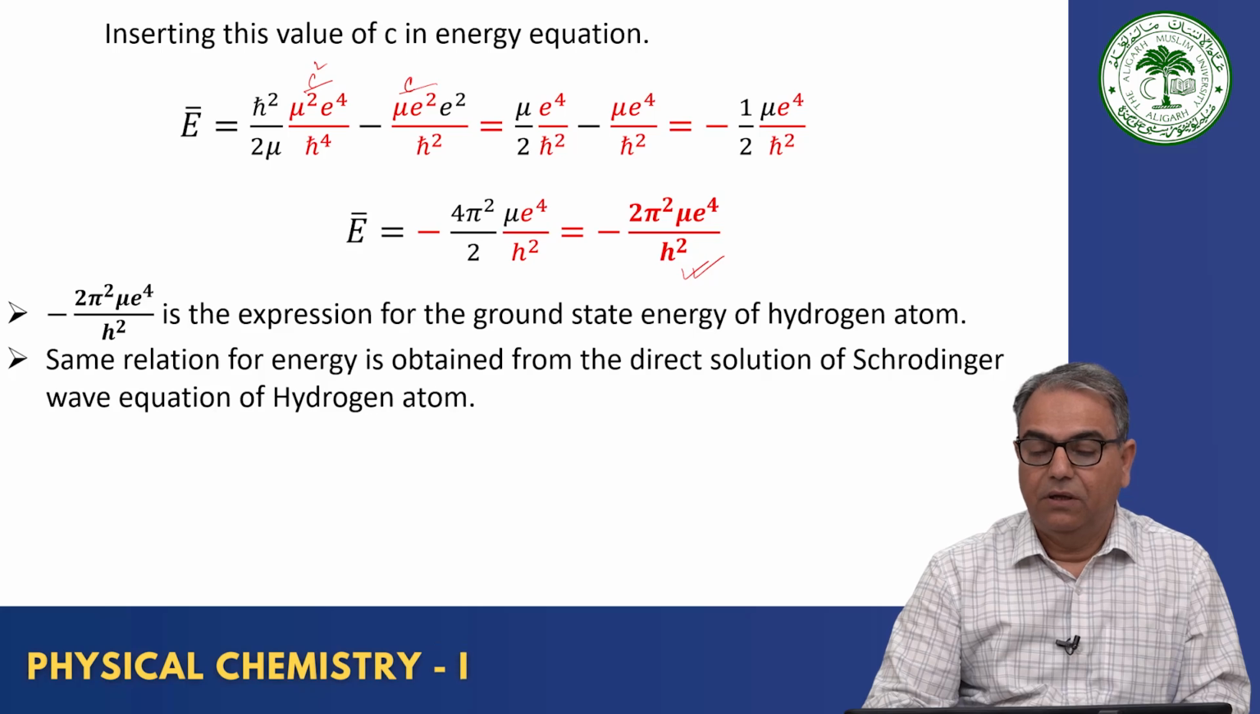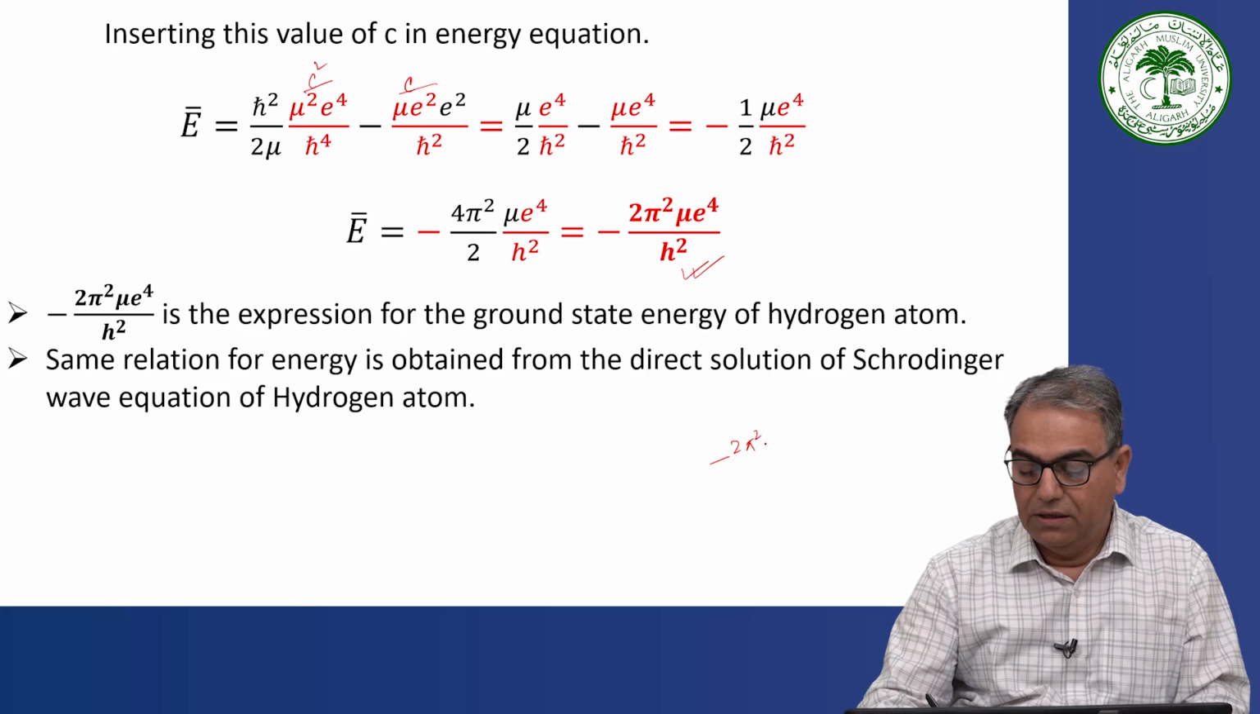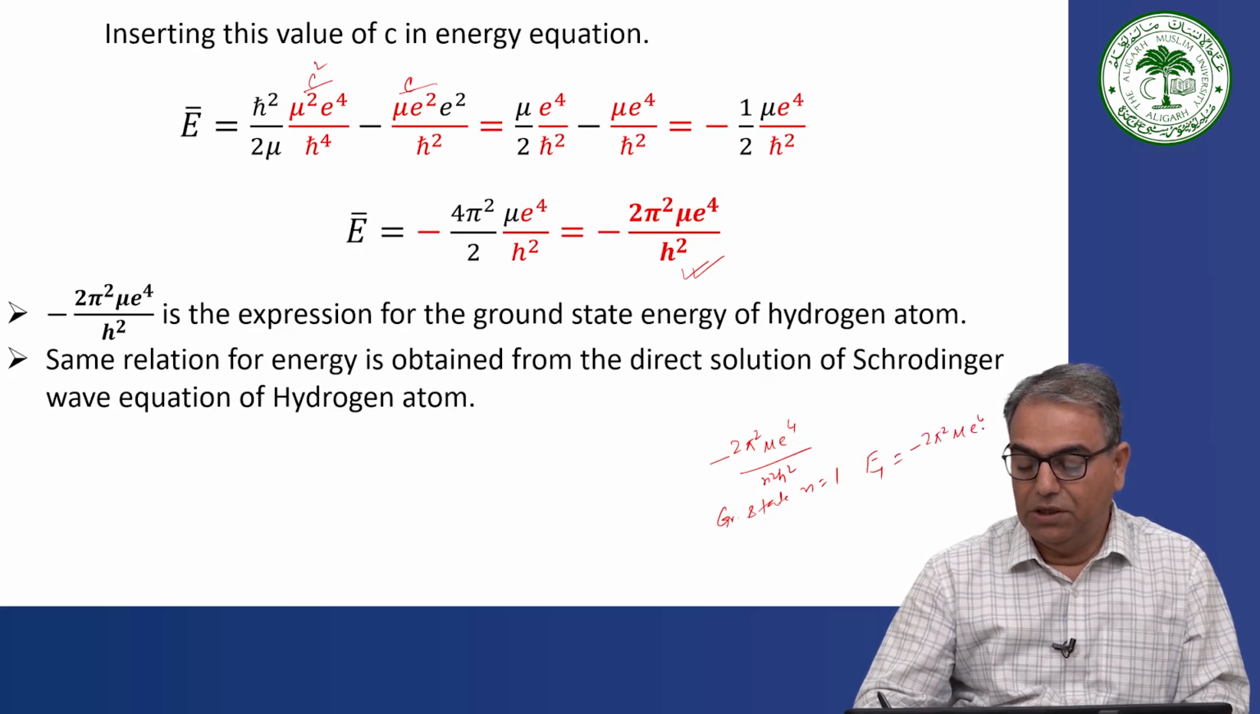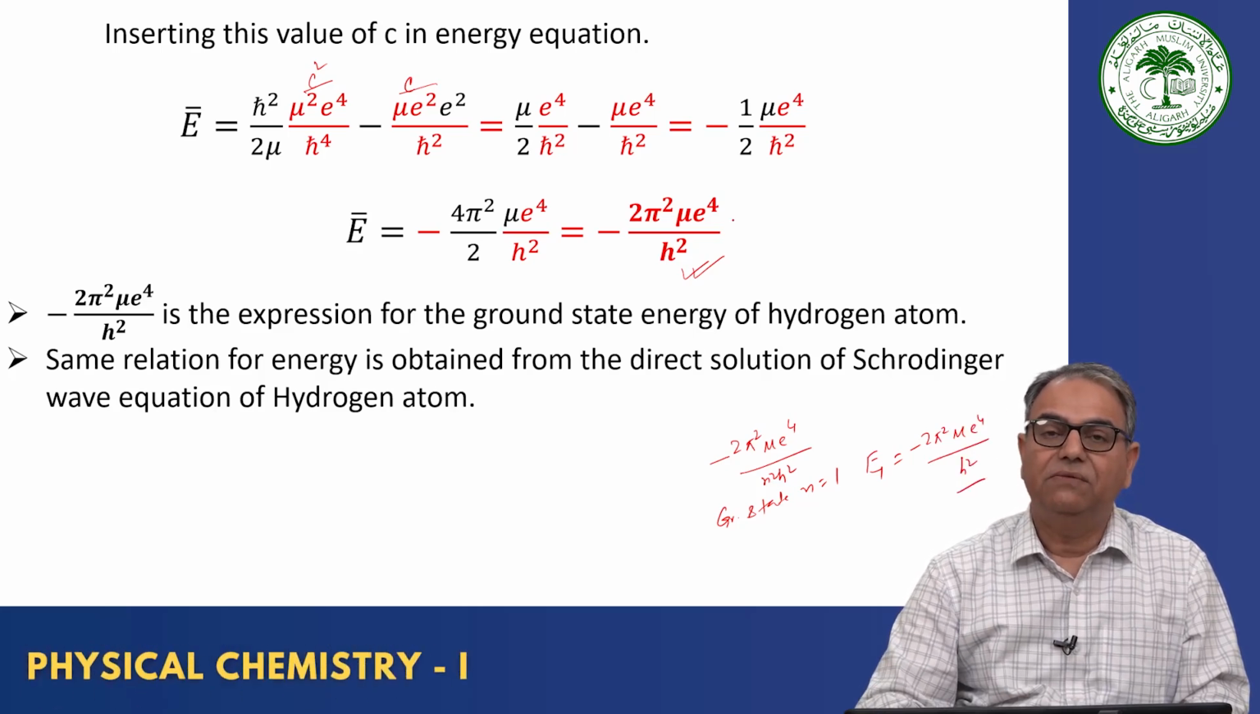Okay. Now surprisingly, what you get here is the same energy which you obtain for the hydrogen atom. Okay, it's the same energy for the ground state hydrogen atom. The energy equation is 2 pi square mu e raised to the power 4 divided by n square h square, and for the ground state the principal quantum number n is equal to 1. So the energy for the ground state comes out to be minus 2 pi square mu e raised to the power 4 divided by h square. Okay, so it's the same energy expression which we obtain.